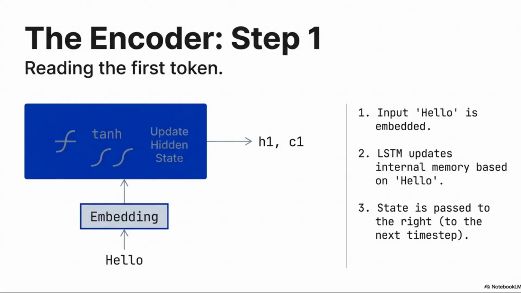So let's trace our example. First, we feed the word hello into the encoder LSTM. Note that we can't feed the raw text. We first pass it through an embedding layer to convert the word into numbers. The LSTM processes hello and updates its internal hidden state and cell state. It now remembers the start of the sentence.